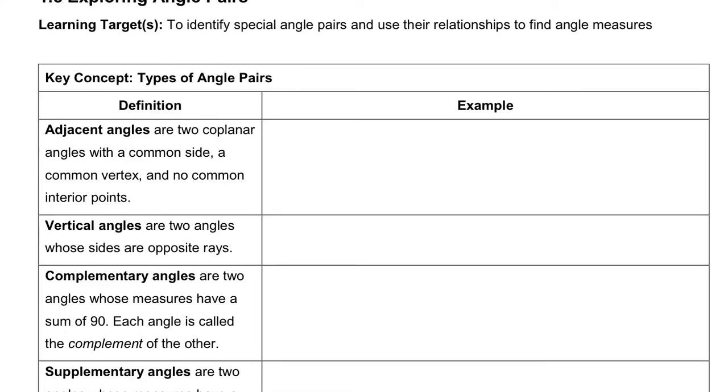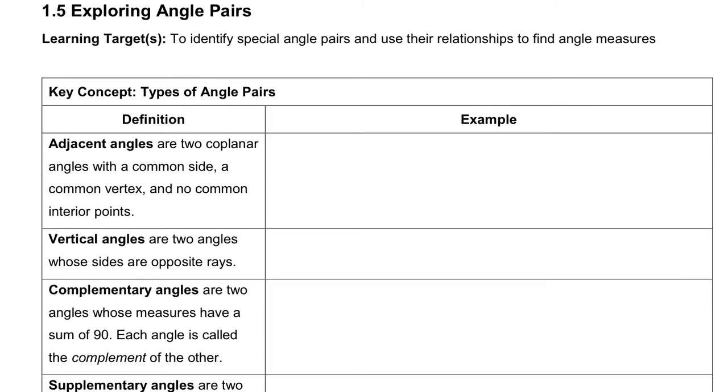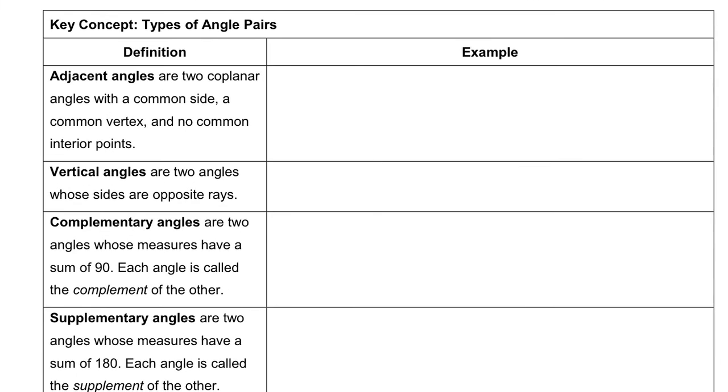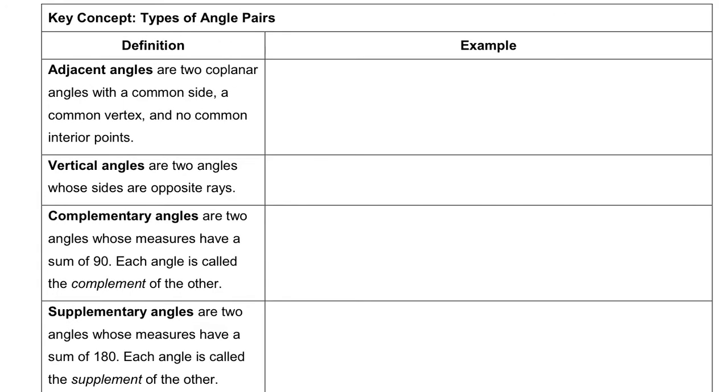Okay, so we're going to continue the theme of angles, and for this video I am just going to cover the vocabulary of this lesson. So we're going to talk about angle pairs in this lesson. And the first type of angle pair we're going to learn about is adjacent angles. Adjacent angles are two angles that are part of the same plane. They share a common side, they share a common vertex, and they share no common interior points.